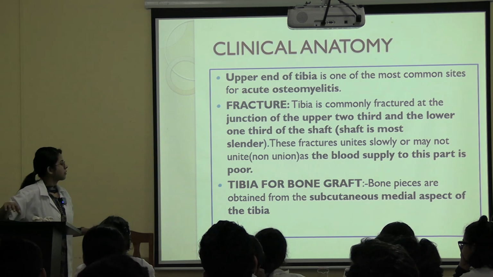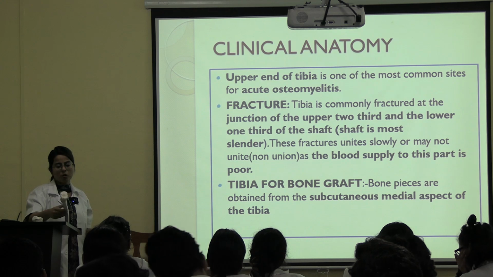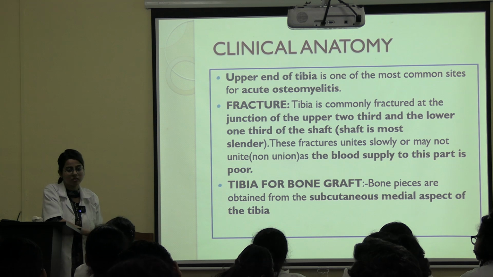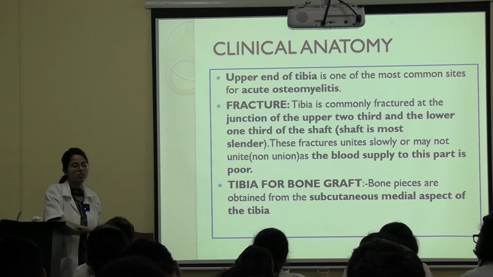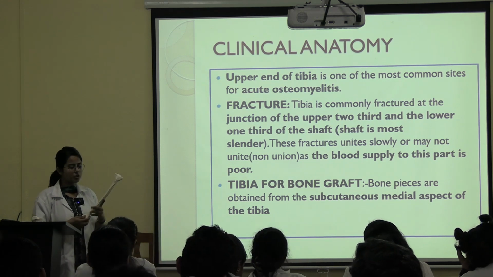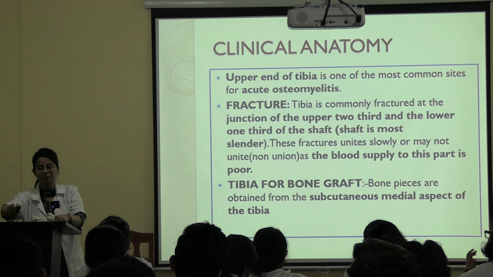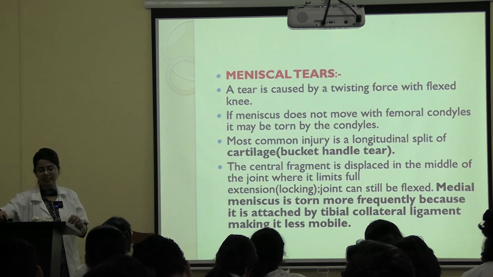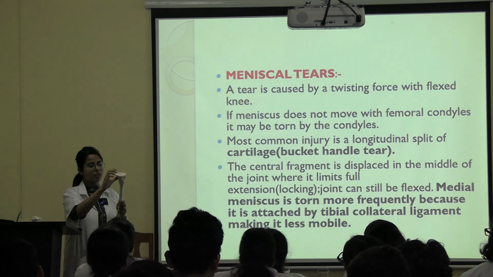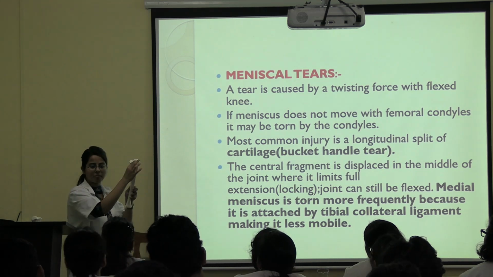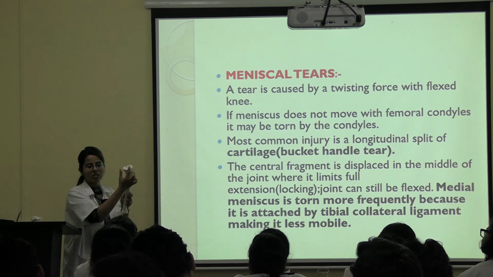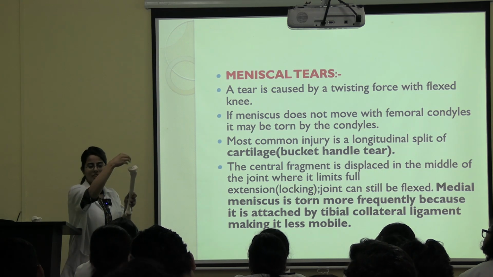Which surface was subcutaneous? I told you that you can feel it. The anterior border and the medial surface. The lower part of the medial surface is subcutaneous, so it can be used for bone graft. Now, meniscal tear. As I told, the meniscus is present here: the medial meniscus here, the lateral meniscus here.